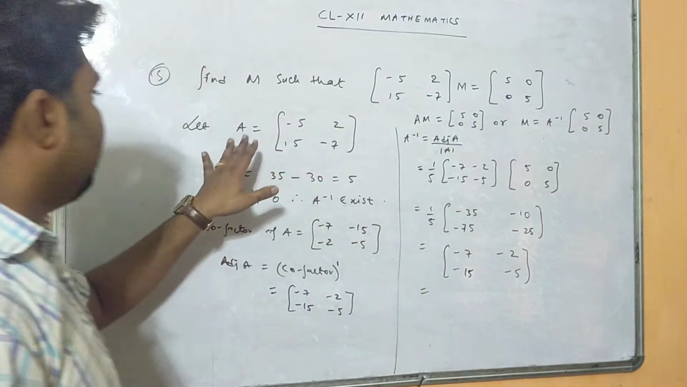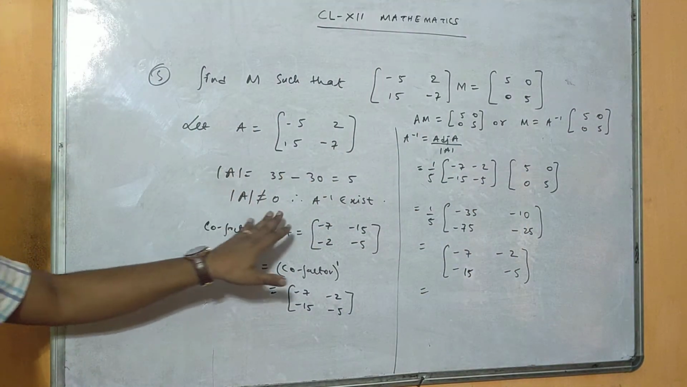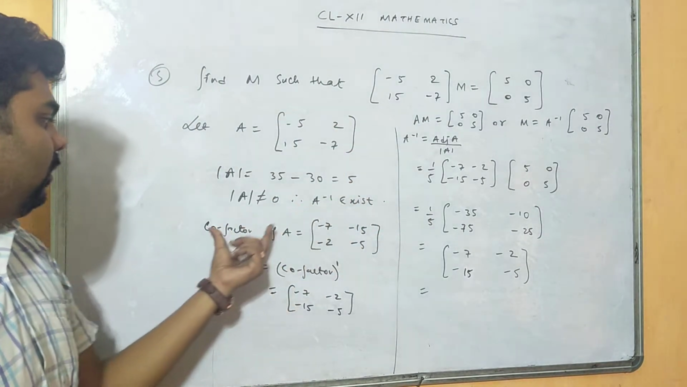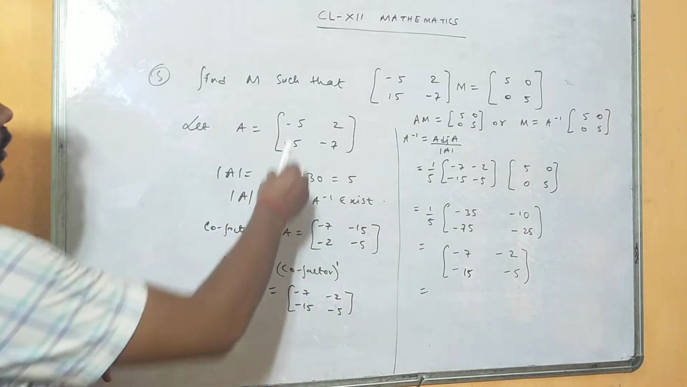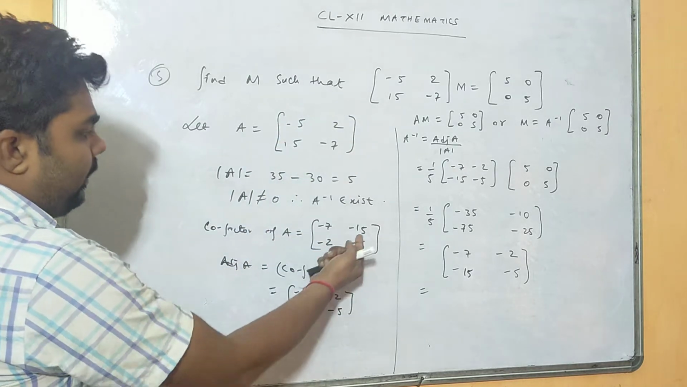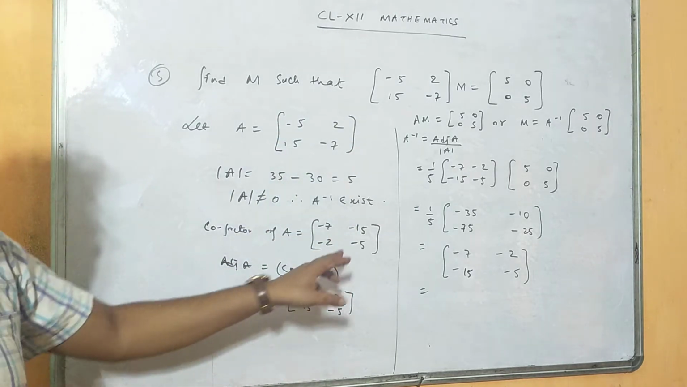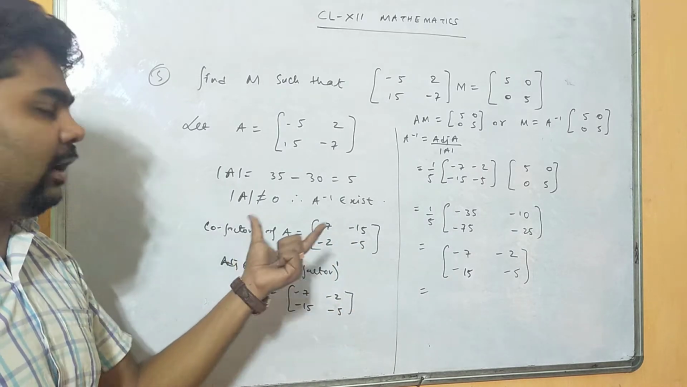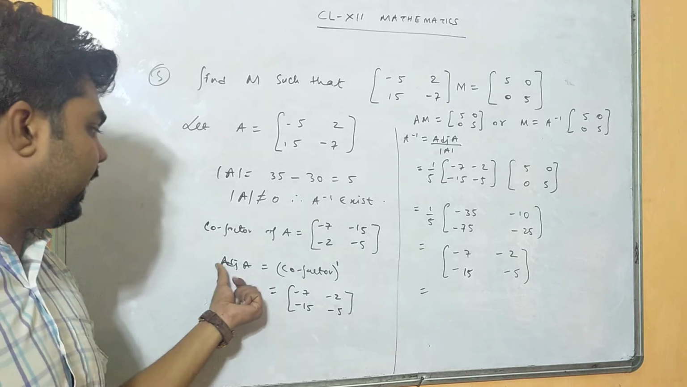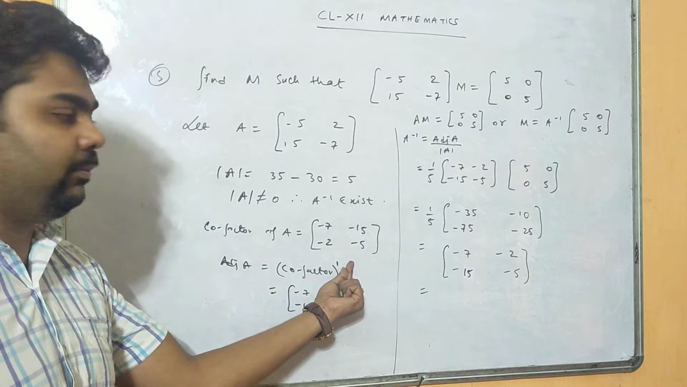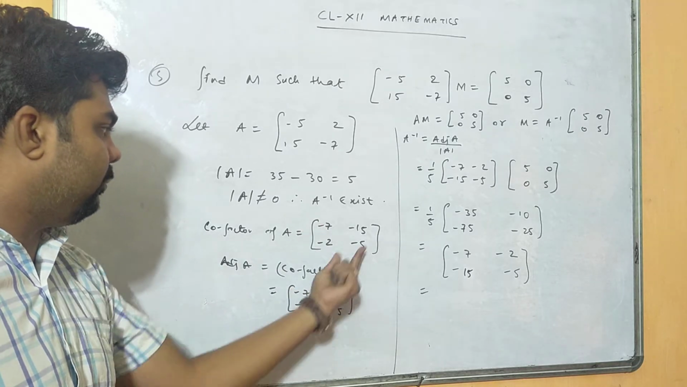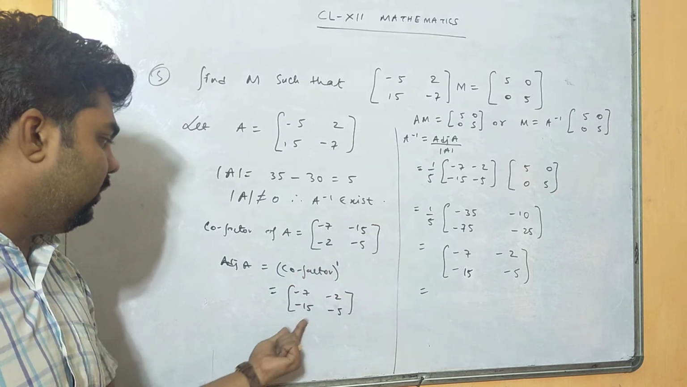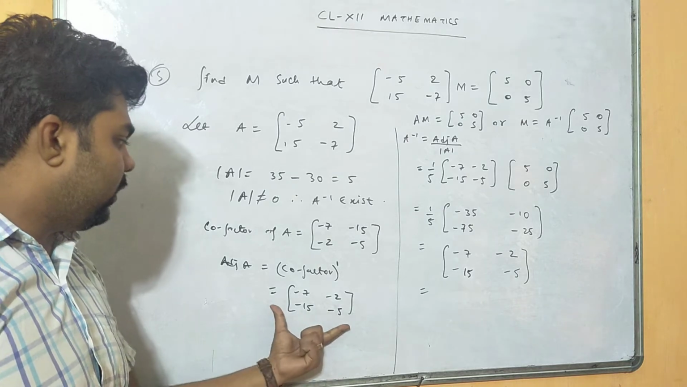So A is given as this matrix. Mod A is not equal to 0, and we are getting a 5. Therefore A inverse exists. We will find the cofactor of A by hiding the corresponding row and column and putting the minus sign. We will put in the sign convention and we will get the cofactor of A. After getting the cofactor of A, we will find the adjoint of A by transposing the cofactor. So diagonal elements will remain the same, only these elements will change. So minus 15 and minus 2 will change their positions. So we got adjoint A also.